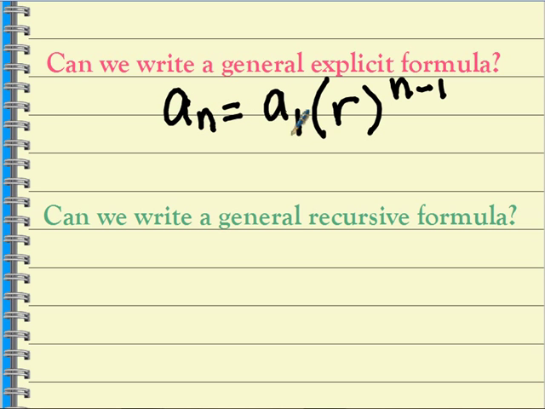A sub 1 is my initial term, or the beginning number of my sequence. r is the common ratio, the number that I'm multiplying by. And n minus 1 would end up being 1 less than my term number. Explicit formulas, remember, are used to find any term.